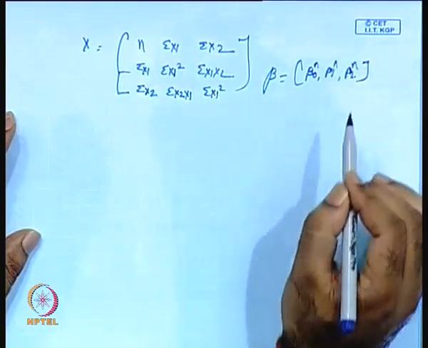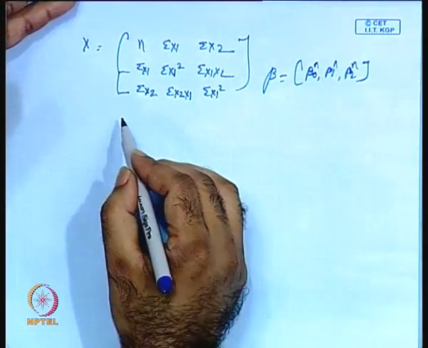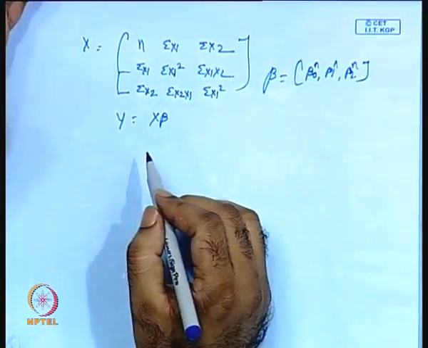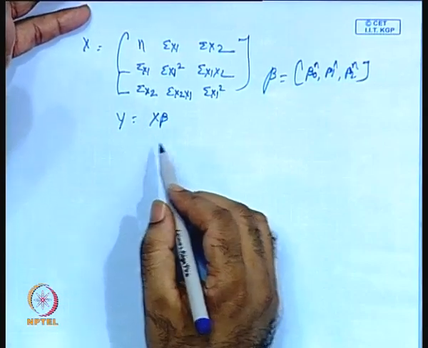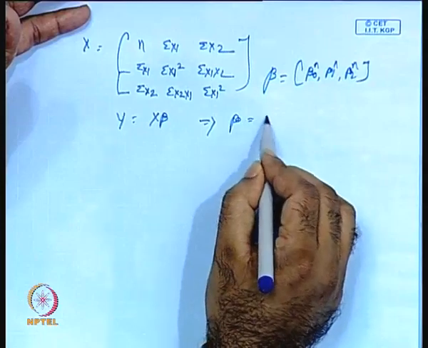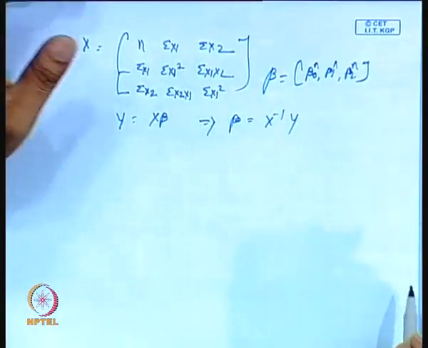Okay, so now this is nothing but y equal to x beta. So if we multiply x inverse on both sides, then we will get the solution beta equal to x inverse y. Okay, x inverse y. That means we will simplify this particular 3 into 3 model in a matrix format, and it is easy to handle this particular problem.